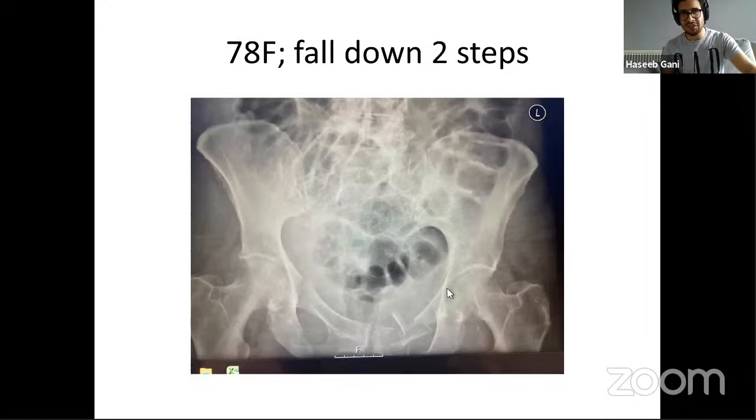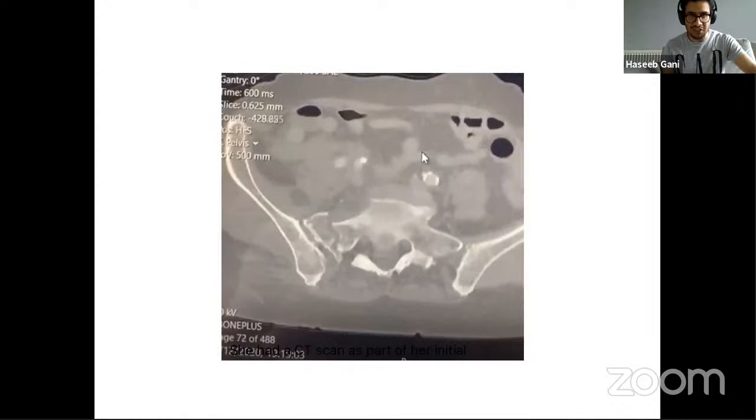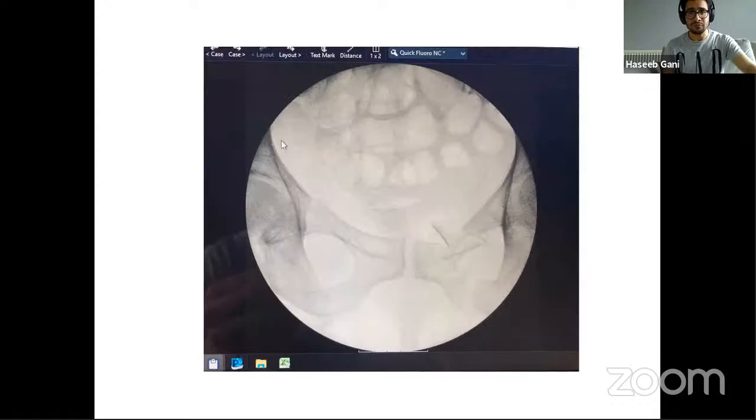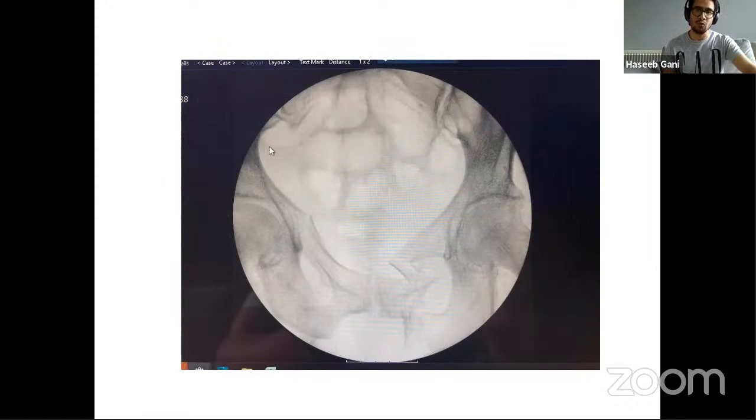Here are some case examples. This lady, 78 years old, fell off two steps. You can see there's a displaced ramus fracture on the left. There's an undisplaced ramus fracture on the right. Not uncommonly, they may be sent home saying these are just ramus fractures. But if you CT scan them, you find a complete sacral fracture, and you think how unstable they can be. So you put them to sleep and you stress them in lateral compression. This is how much they move.